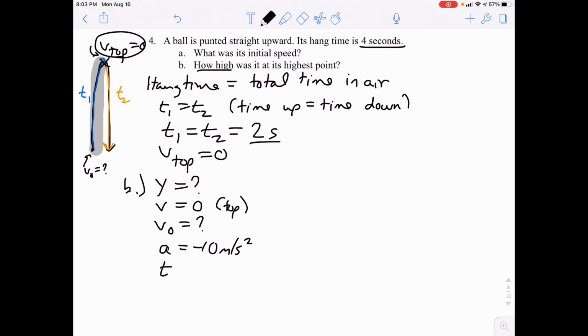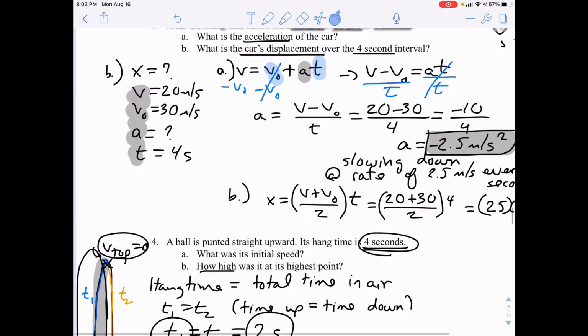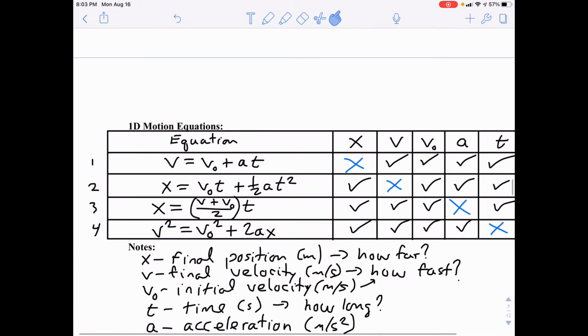Remember, that's a constant acceleration due to gravity. And then t, if you remember, is 2 seconds, not 4 seconds. The total hang time is 4 seconds. We have to cut it in half, so we just focus on t being only 2 seconds. Now, with this right here, we can work with this, and we can use equation number 1 because we have v naught, a, and t, and we're looking for v naught.